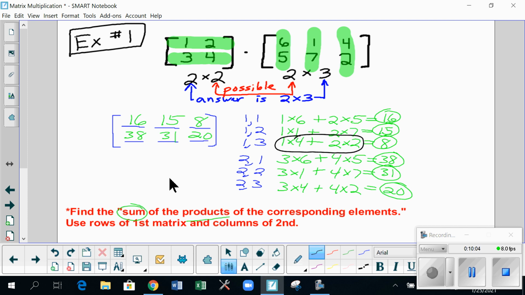Here's kind of the fancy definition. Find the sum of the products of the corresponding elements. Use the rows of the first matrix and the columns of the second.